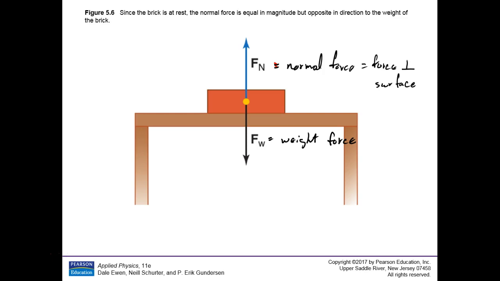Remember, force is a vector quantity. It has direction associated with it. Because it's not moving, the net force is 0, so therefore the normal force has to be exactly the same as the weight, only in the opposite direction.